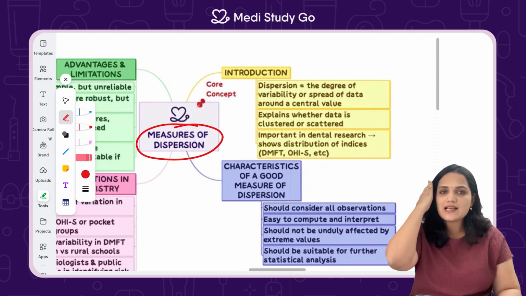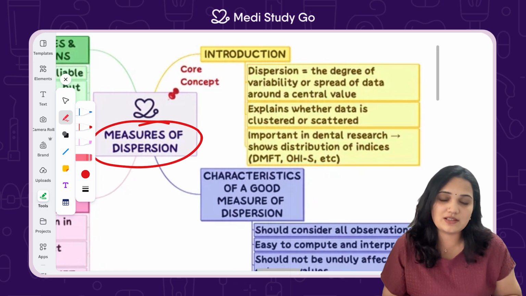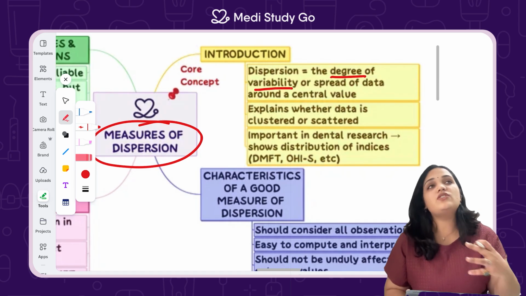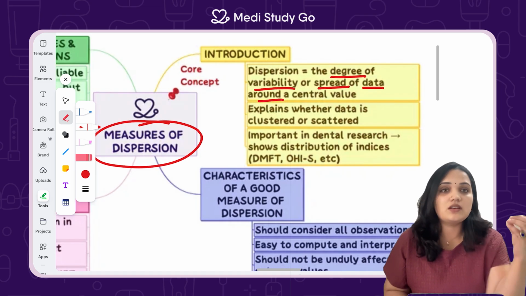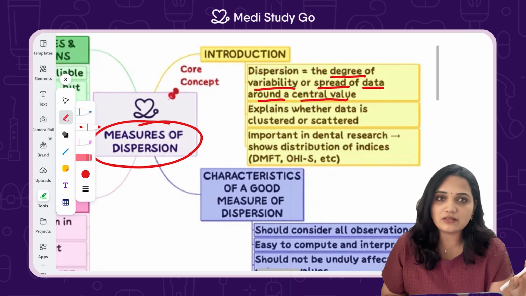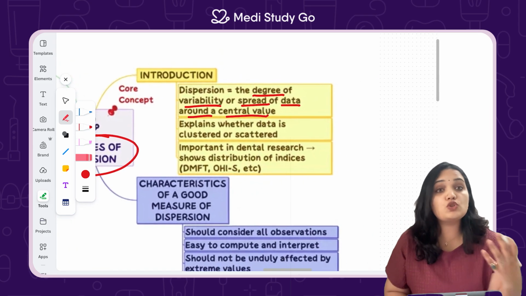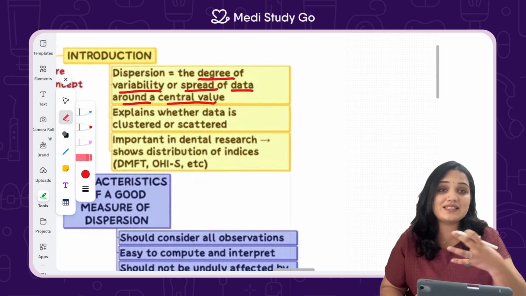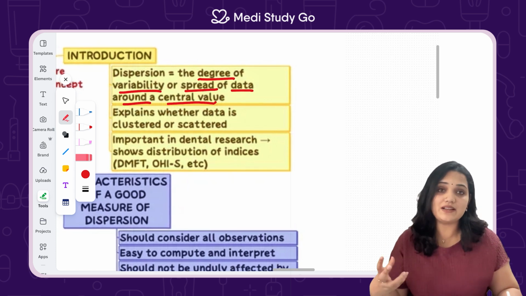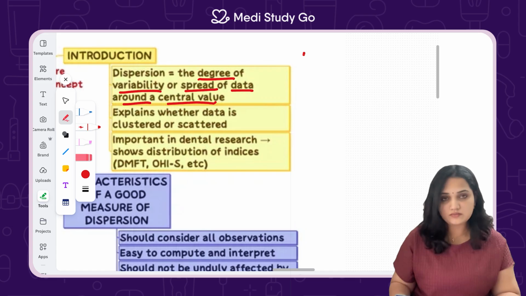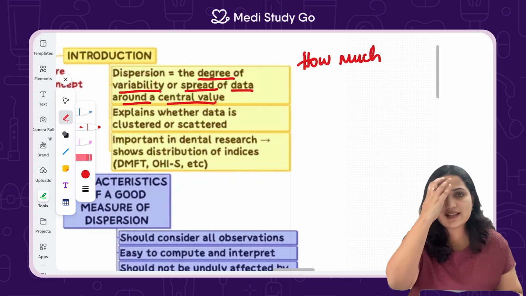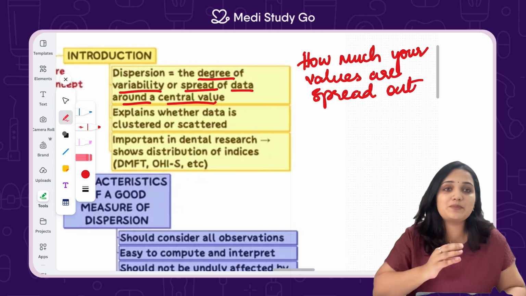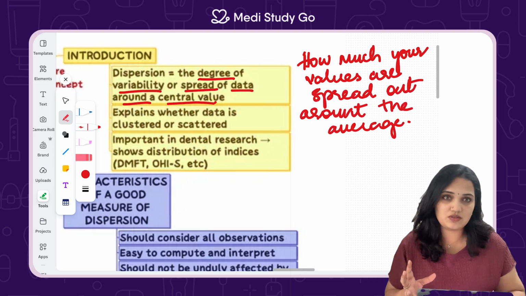So, last time we spoke about averages. We spoke about the mean, the median, and the mode. But in real life, when you have a set of data, average alone is incomplete. It won't give you the whole picture because two groups can have the same average, but they can have a very different spread. And that spread is what we call dispersion. So, what is dispersion exactly? It is how much your values are spread out around that average.